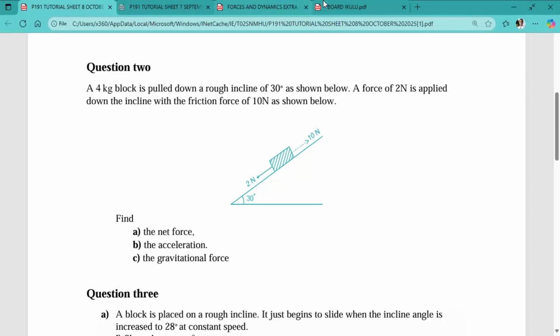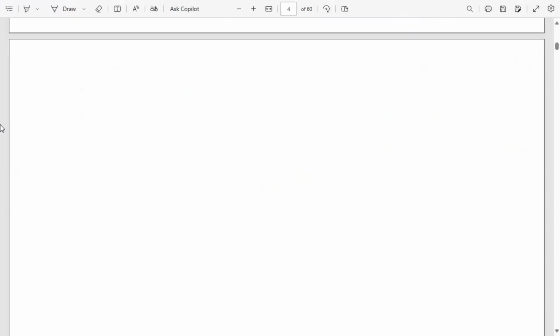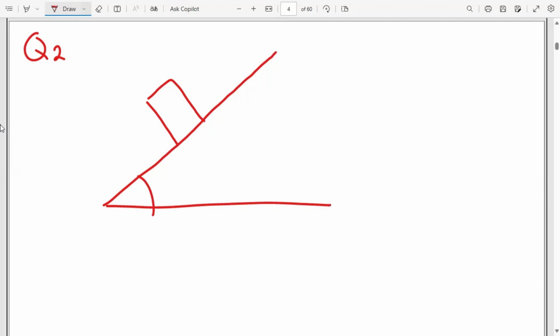So go to our blackboard. Now heading to question 2. I'll say my question 2 there. And I will draw my incline. I will draw a much bigger one so that we have enough space for everything. We have a block here. I'll make it as long as possible so that all the forces are shown. Then we have the horizontal surface, 30 degrees incline. The applied force is 2 newtons. Then there's a frictional force, which is 10 newtons.